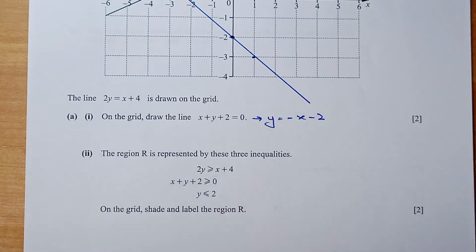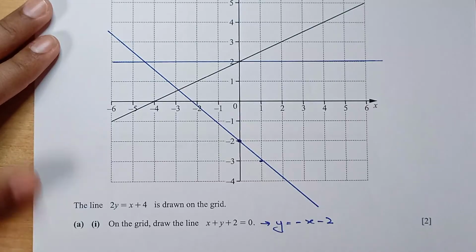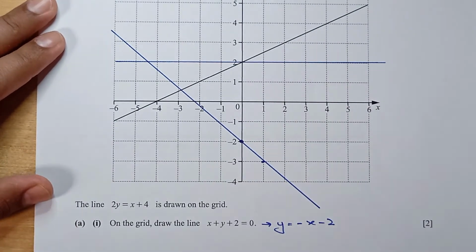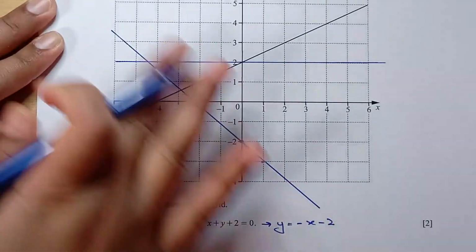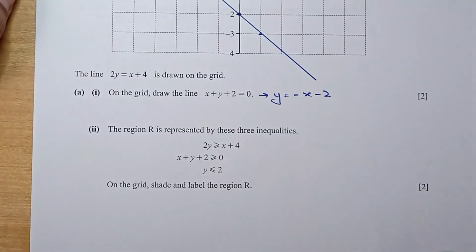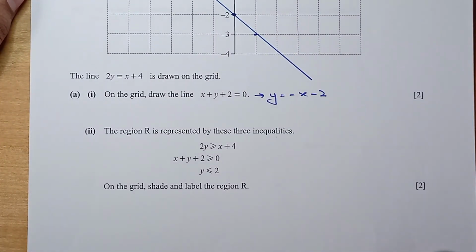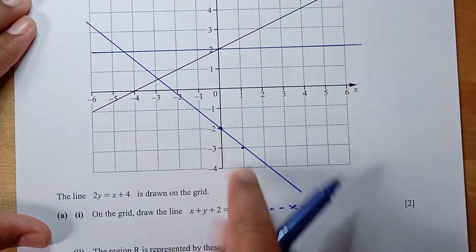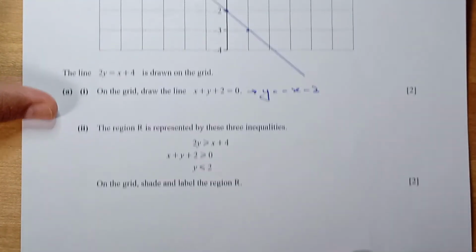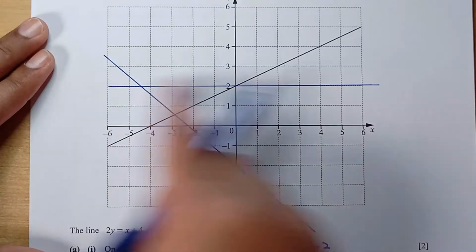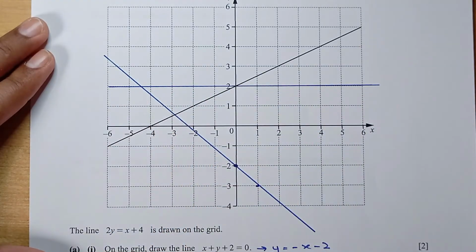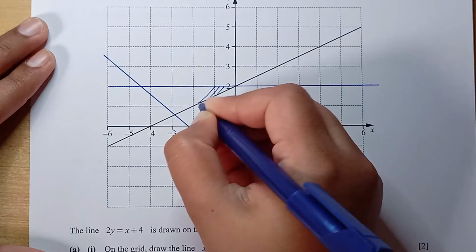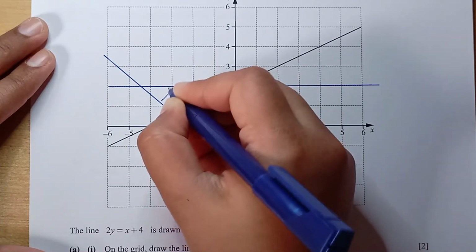2y is greater than or equal to x plus 4. Okay, so this black line is 2y equals x plus 4. So if it is greater, the above portion is shaded, right? This one. For the second, when x plus y plus 2 is greater than or equal to 0. Okay, so this line is x plus y plus 2, so the above portion is shaded. And for the third, y is less than or equal to 2. So y equals 2 is this, and the lower portion is this. So we need to shade, and this is the region R. Let me shade it and label it.